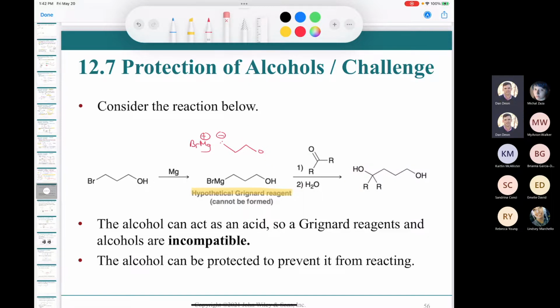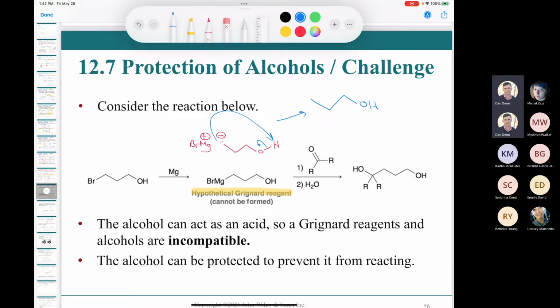What it would do, way before you get a chance to do that, is just take that proton and rip it off like nobody's business. And therefore, your Grignard reagent is destroyed. If you did that, you would end up with 1, 2, 3, you just end up with this, 1-propanol. Oh, gone, right? Incompatible. The alcohol acts as an acid, so it is incompatible with a Grignard reagent.